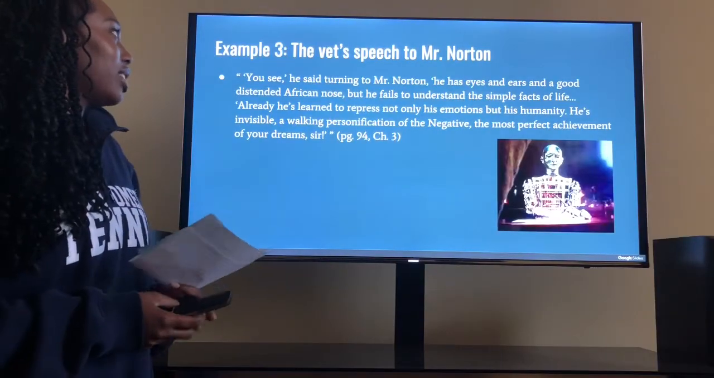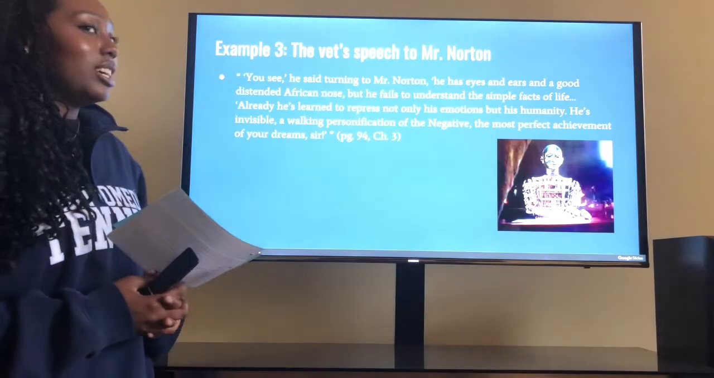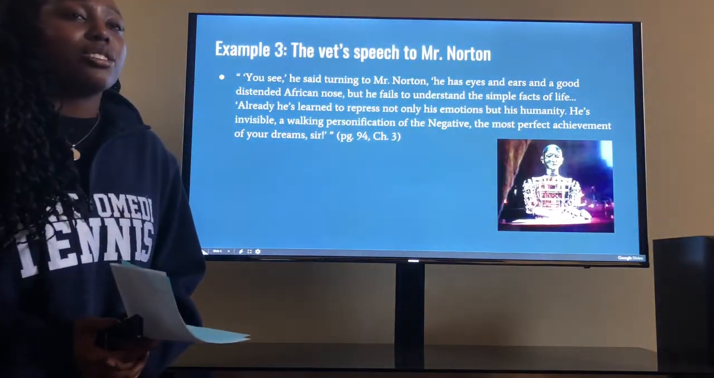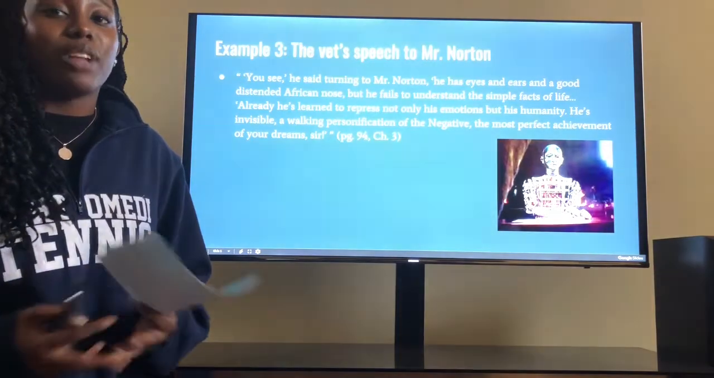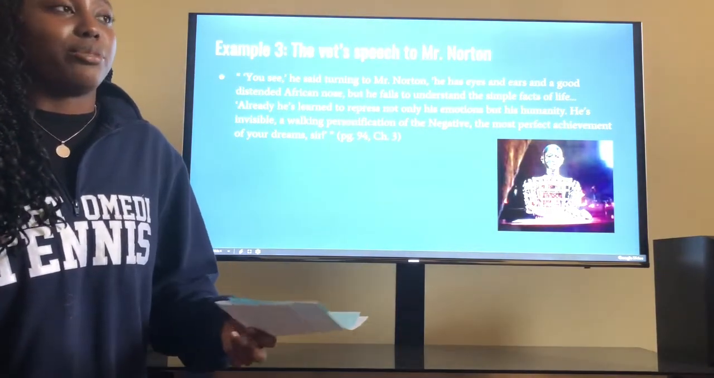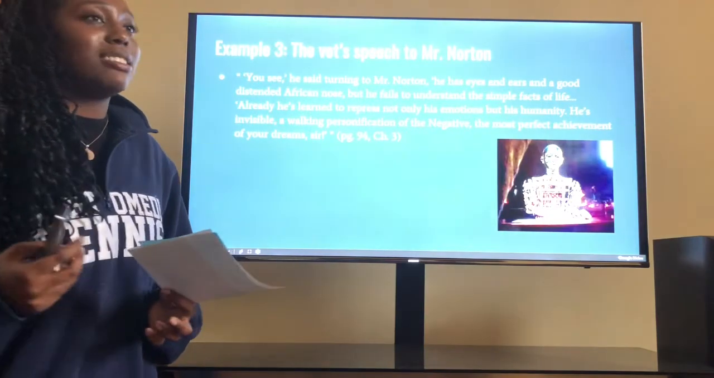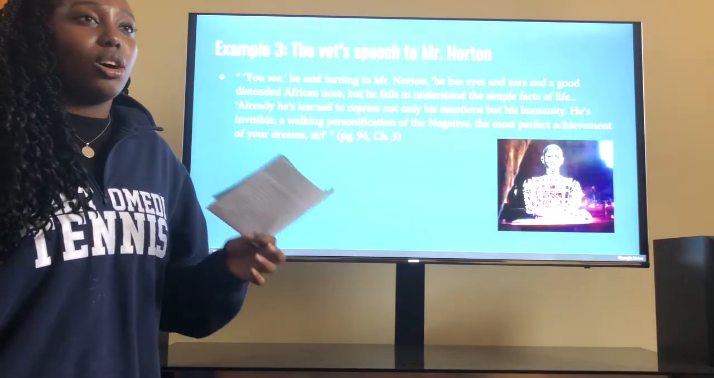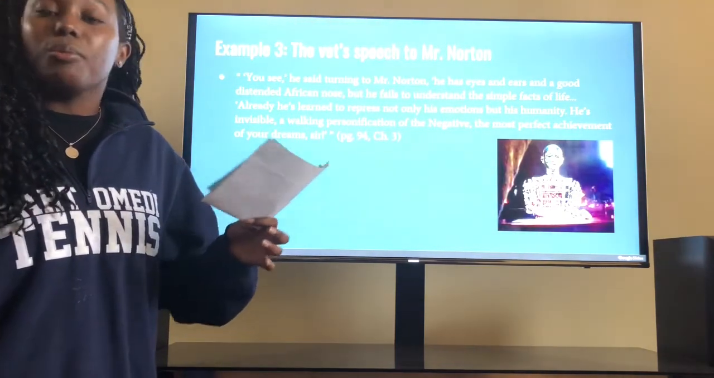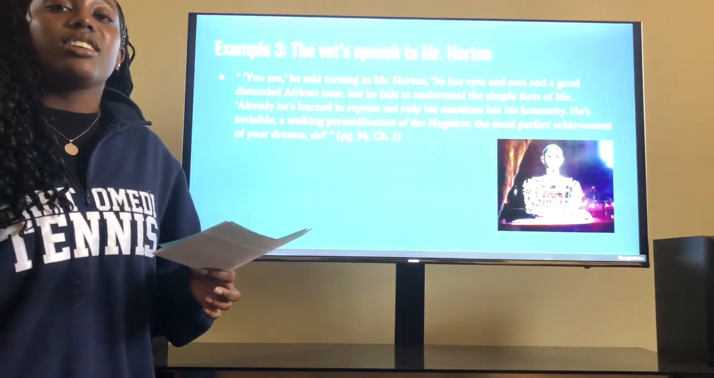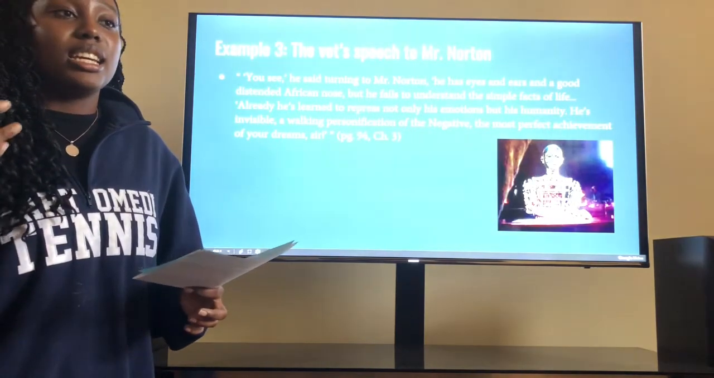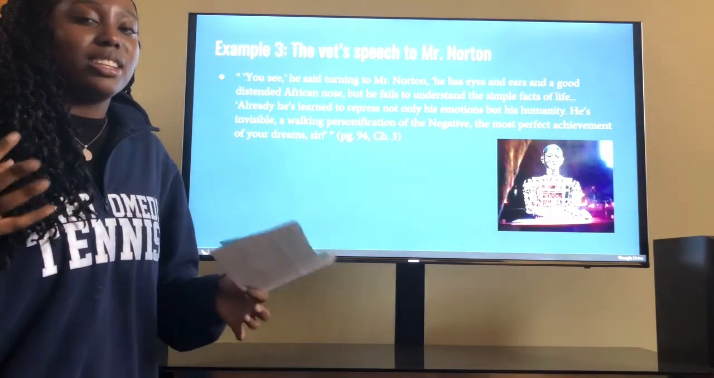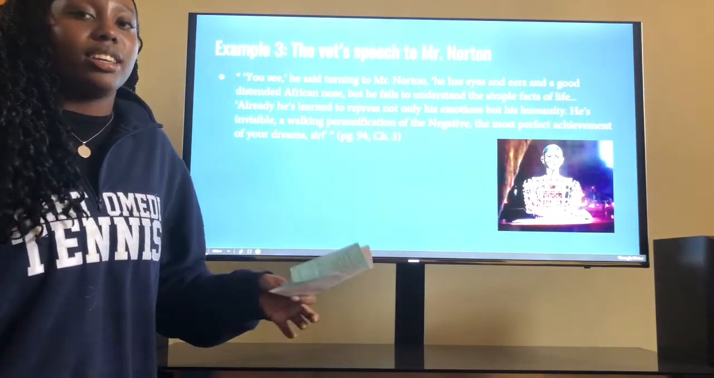The third example is the vet's speech to Mr. Norton. As stated earlier, the vet is one of the characters in which the grandfather is sort of reflected, or we can refer to them as grandfather figures. He's like this because, even though he's put into a mental institution, he's almost treated like he has too much sanity, because he talks to the white people like he is on the same level as them, and he just has the ability to see so clearly that they think that he's insane.